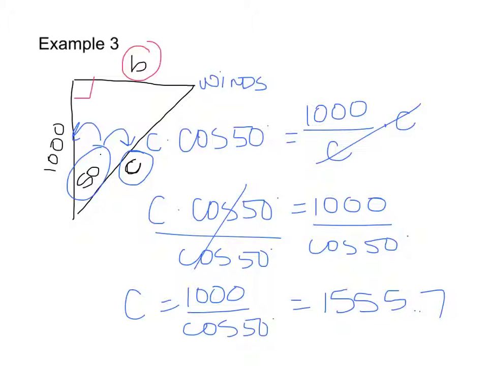Then the other question was, how wide is the river? And that would be answering the question, how long is B? What's the length of B in this triangle?